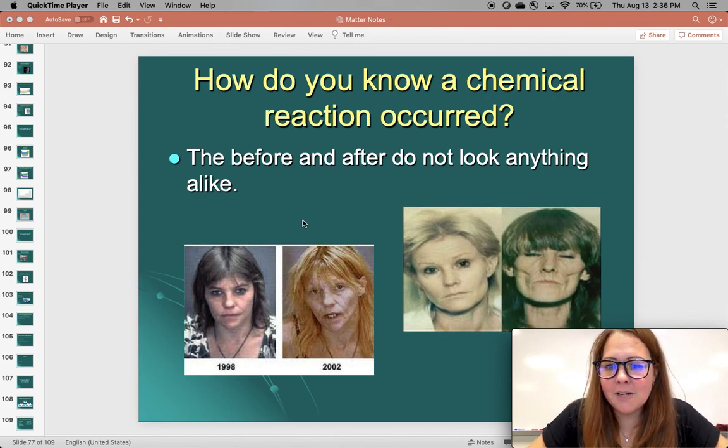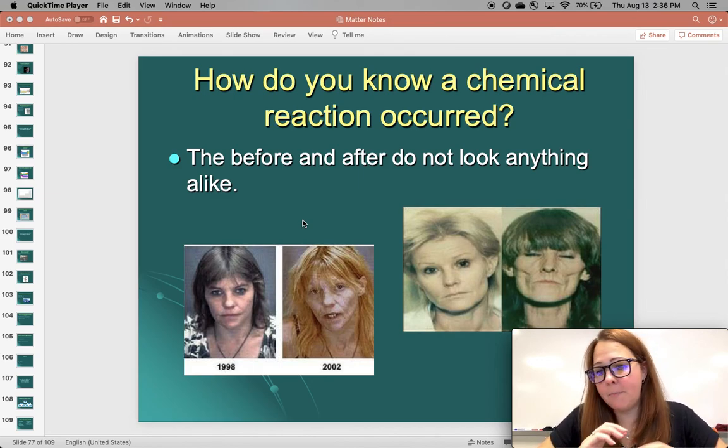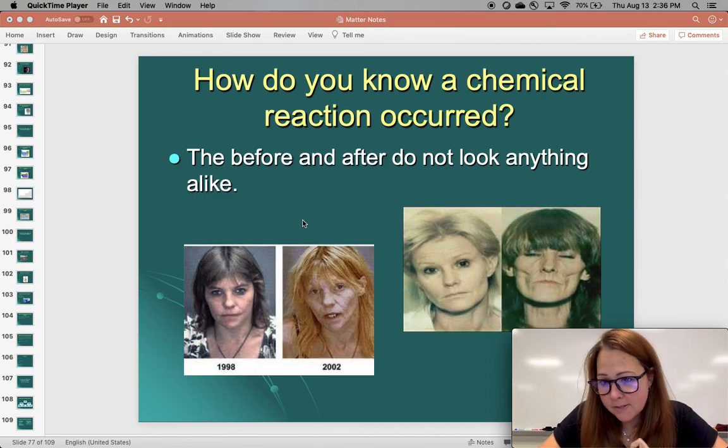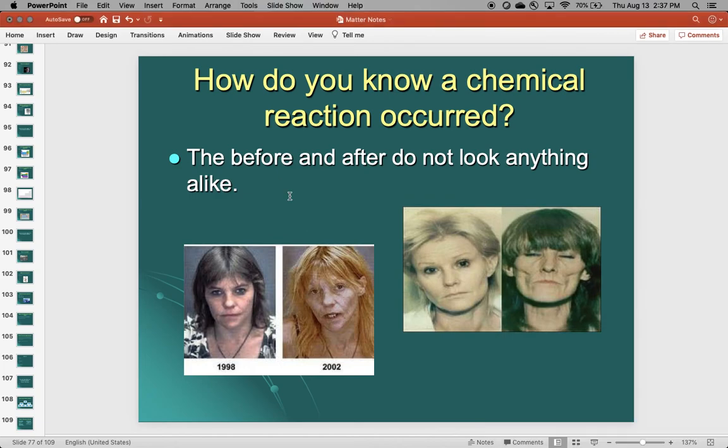So with chemical reactions, you're going to look at your before and your after, and they're going to look different from one another. If they do, it's a chemical reaction. Whereas if you have a piece of paper and you rip that piece of paper, it still looks like paper, it's just in a smaller shape. So if you're making a new product, it is a chemical reaction.